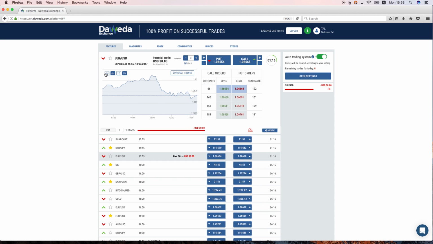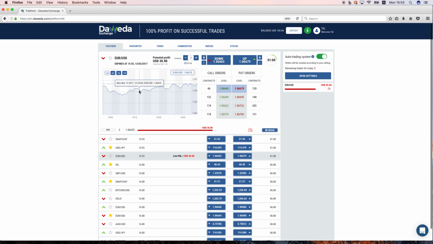Now let me go back to the 1 hour graph. The 1 hour graph, as you see, you can just go to any point in the graph. It will give you the exact time, and it will give you the exact live price at that time. And it's really helpful to see.